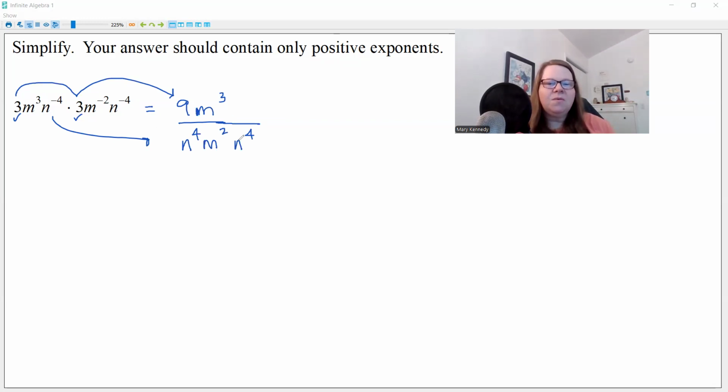Okay, so now we're back to just like a quotient problem. And I say just, it's not like that's simple, but at this point, we've got our 9, and we've got these m's, m cubed over m squared. So there are 2 ways to do this. One is that you can subtract the exponents. 3 minus 2, m to the first, which is just m. So that would go here.